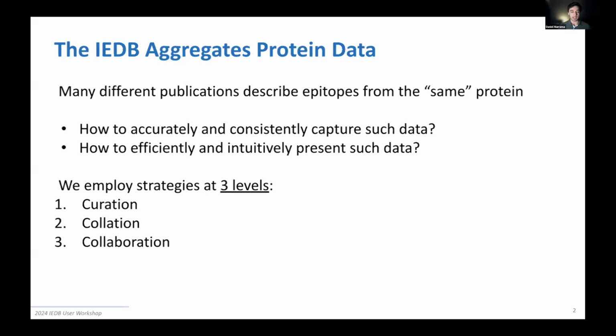So it's a challenge to capture all this data and to represent it in a way that's intuitive for users, so that they can use it more efficiently. There are 3 levels at which we aggregate the protein data. There's the curation level, there's the collation level, which is aggregation of these isoforms, and then there's the collaboration, which is taking other external resources and pulling them all in.